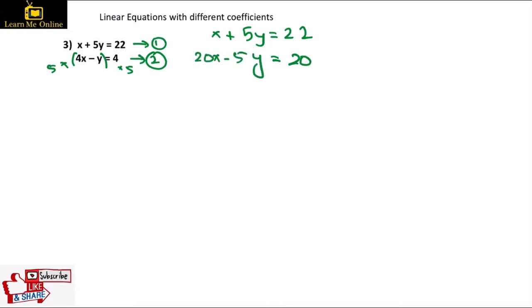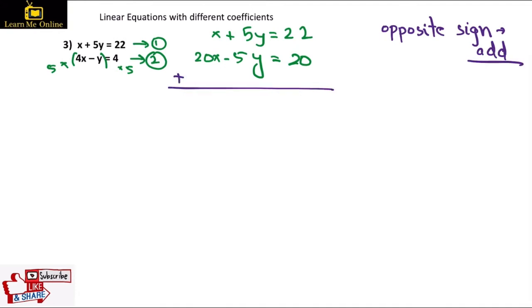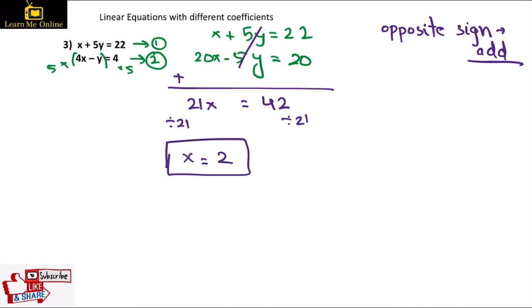Now here we see that the y variables are the same, and opposite signs means we add. So now we are adding the two equations together. x plus 20x would be 21x. If you do 5y minus 5y, those two would cancel. On the other side, 20 plus 22 would be 42. Now to find the x value, you divide by 21 on both sides. So you would get x equals 2.